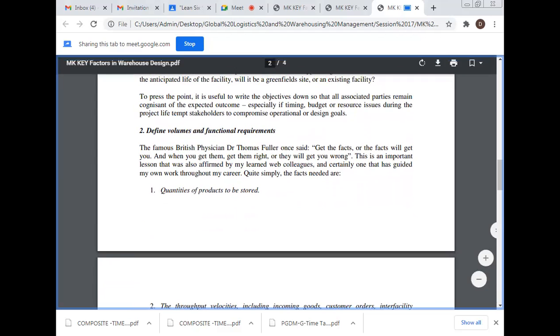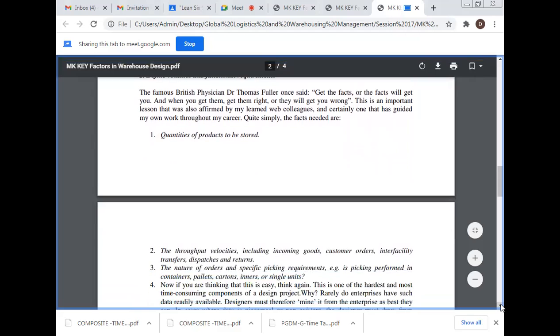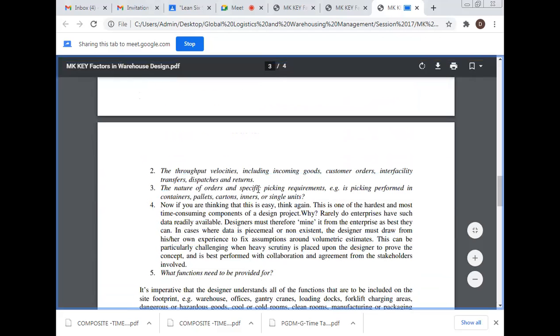Quantities of the product to be stored. The throughput velocity, including incoming goods, customer orders, inter-facility transfers, dispatches, and returns. The nature of orders and specific picking requirements, e.g. is the picking performed in containers, pallets, cartons, inners, or single units. Now, if you are thinking that this is easy, think again. This is one of the hardest and most time-consuming components of a design project.